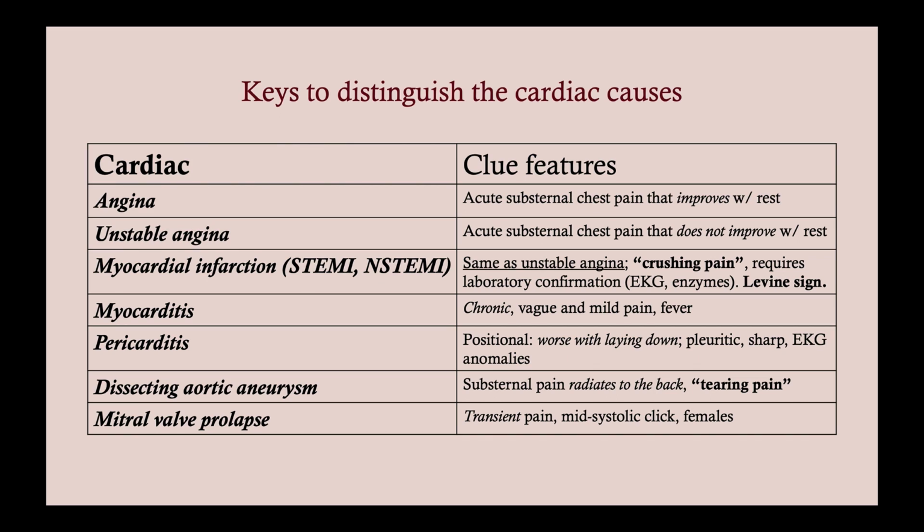It's also some pleuritic nature to the pain. So when you're breathing, you're expanding the chest cavity and you stretch that pericardium out. So this is also pleuritic in origin, similar to some of the pulmonary causes can cause that pleuritic chest pain. Pericarditis can cause pleuritic chest pain. It's sharp in nature, and they can get EKG anomalies.